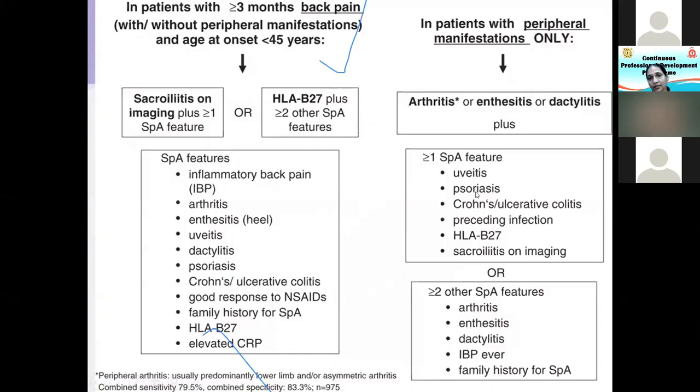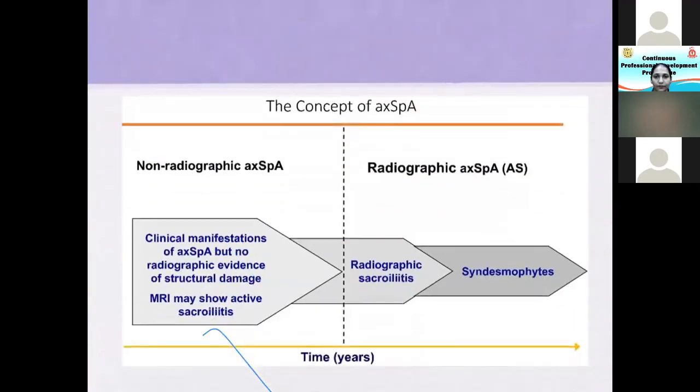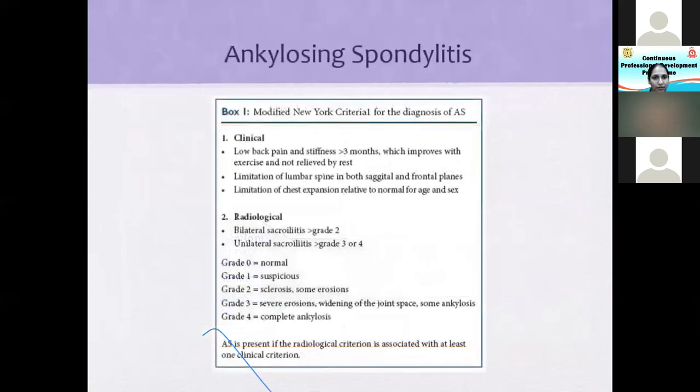spondyloarthritis. And on the other side, peripheral spondyloarthritis, where the axial involvement is not seen, but there would be the peripheral involvement, either uveitis, psoriasis, enthesitis, dactylitis, and the family history. The same would be depicted here as well. So in axial spondyloarthritis, you have the non-radiographic axial spondyloarthritis progressing onto radiographic axial spondyloarthritis.